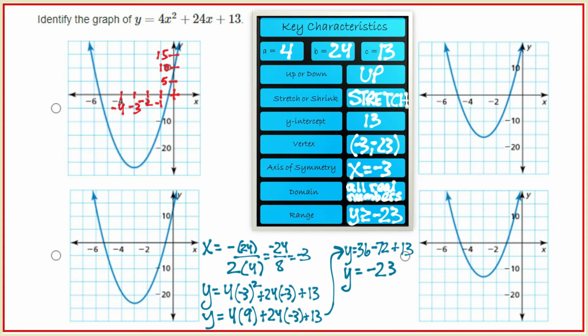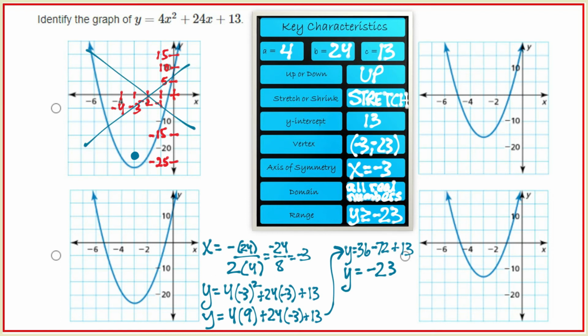So on the y-axis, they're counting by fives. So if our vertex is at negative 3, comma, negative 23, we're going to go 3 spaces to the left, and then we're going to go down 23. So if we're counting by fives on the y-axis here, this will be negative 15, and this will be negative 25. So negative 23 will be somewhere in between negative 20 and negative 25. So our vertex should be about here. So obviously this is not the right graph.